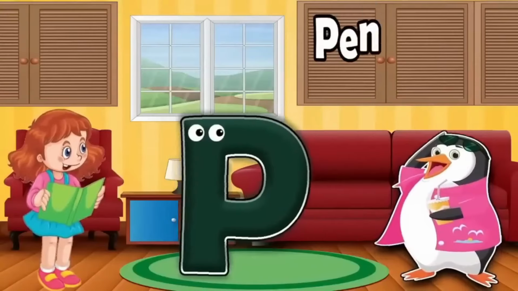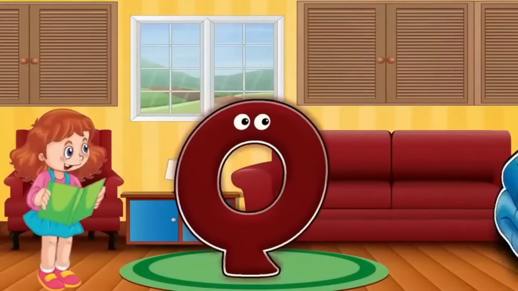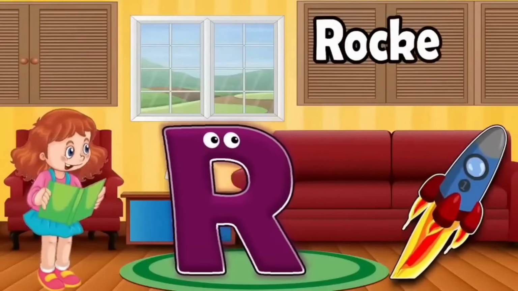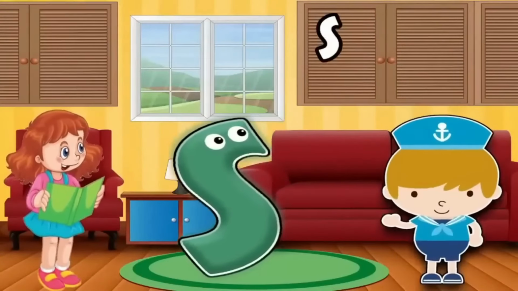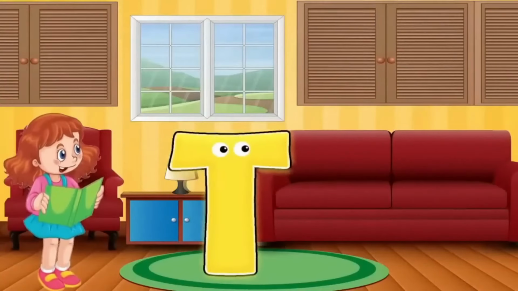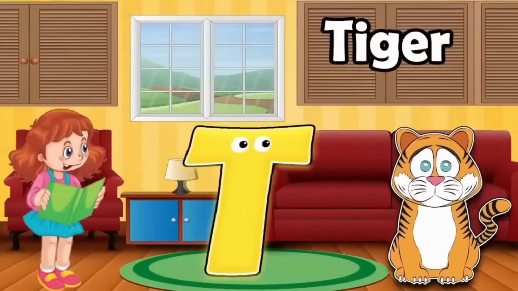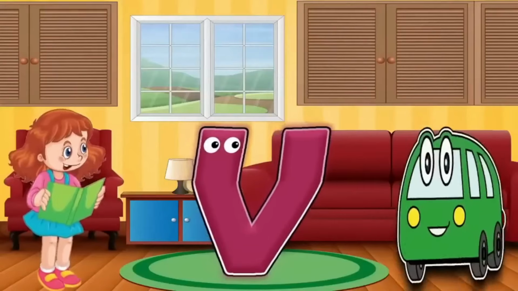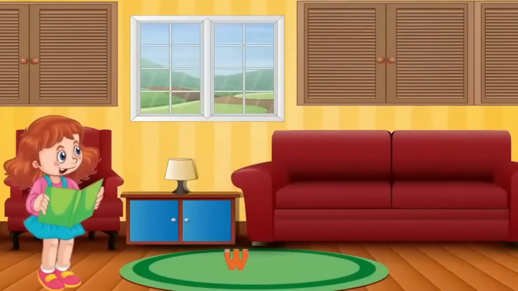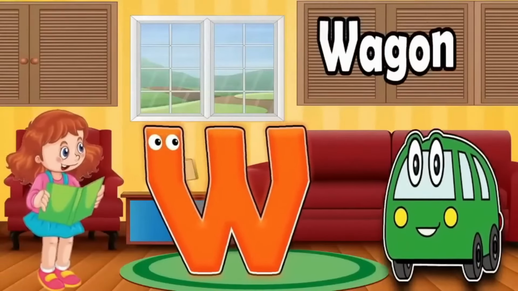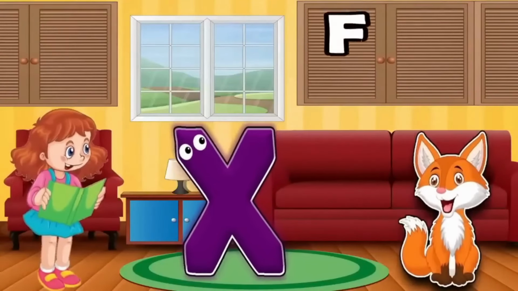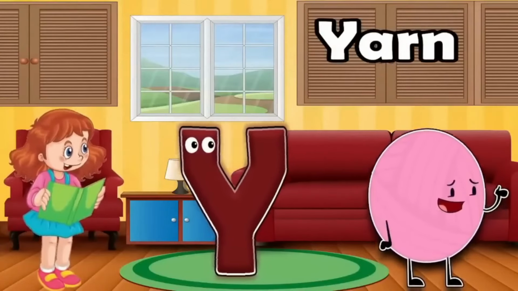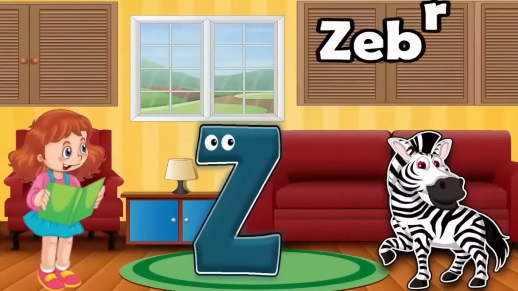P penguin, p p pool. Q quilt, qu qu quilt. R rocket, r rocket. S sailor, s sailor. T tiger, t t tiger. U up, up. V van, v van. W wagon, w w wagon. X fox, x x box. Y yarn, y y yarn. Z zebra, z z zebra.